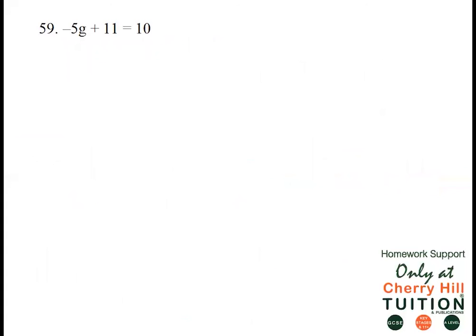Okay, now we have minus 5g plus 11 is equal to 10. In this case, we have a different letter to x, but it is the exact same thing and we use the exact same concept. So hopefully you can see that we have the 11 and the minus 5 that are both stopping the x from being on its own. So let's start by adding 5g to both sides.